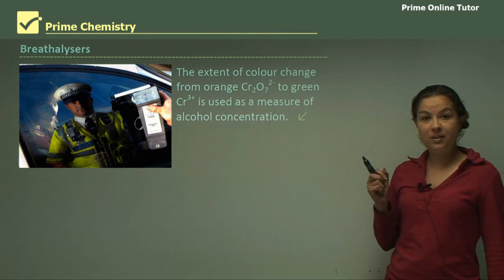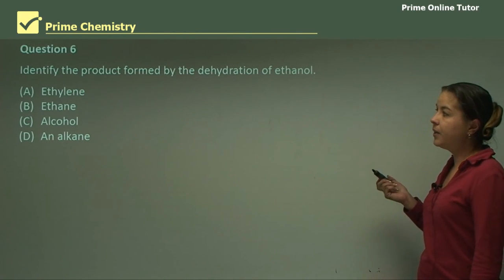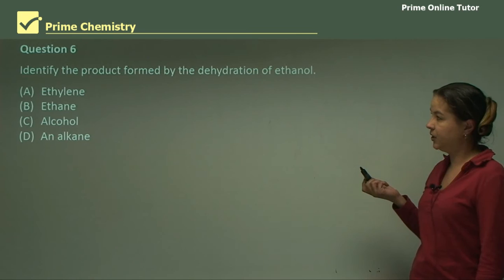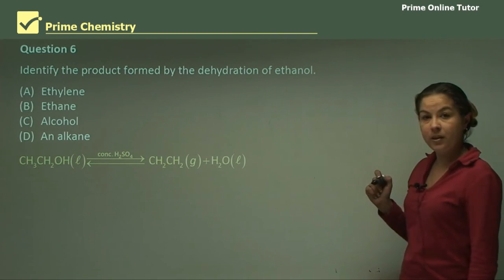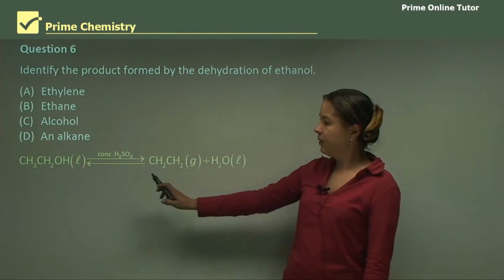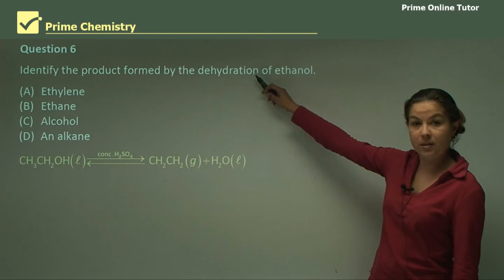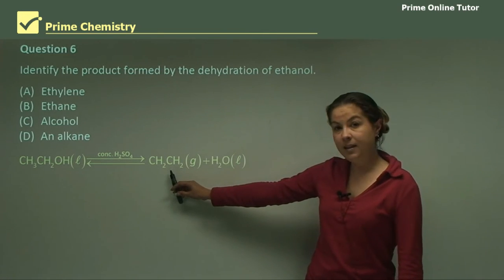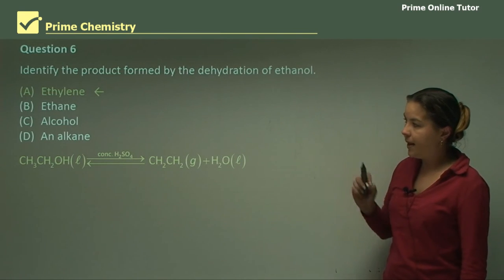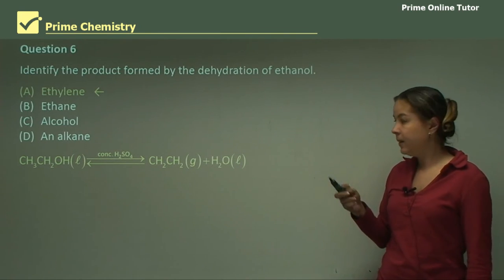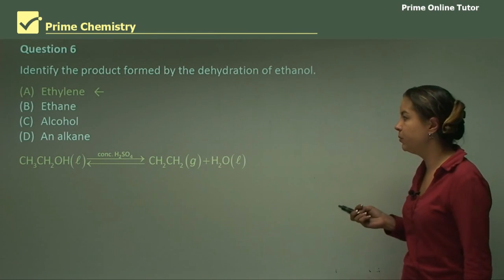So we'll look at some questions now. Question 6. Identify the product formed by the dehydration of ethanol. Let's look at the equation to start with. Ethanol with concentrated sulfuric acid going this way, because it's dehydration, we get ethene gas and water. So our answer is ethylene or ethene. If you remember, ethylene and ethene are the same thing. They're interchangeable words.